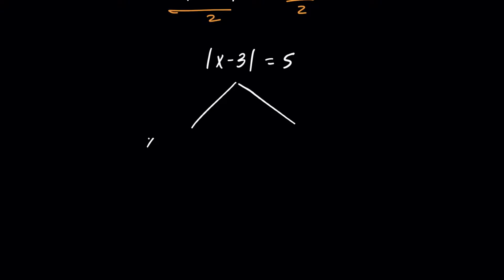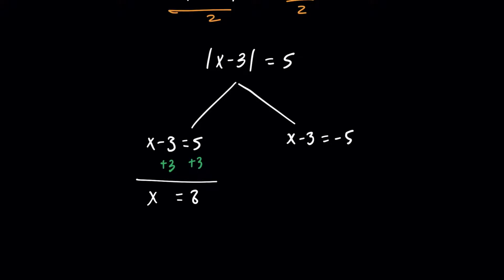So the first case is, look, if the absolute value of something is 5, then that thing must straight up equal 5. Or the thing inside the absolute value, which is x minus 3 in this case, is equal to negative 5. Those are the two cases. If you add 3 to both sides here, then you'll get x is equal to 8. If you add 3 to both sides here, you'll get that x is equal to negative 2. Okay, so those are our solutions.